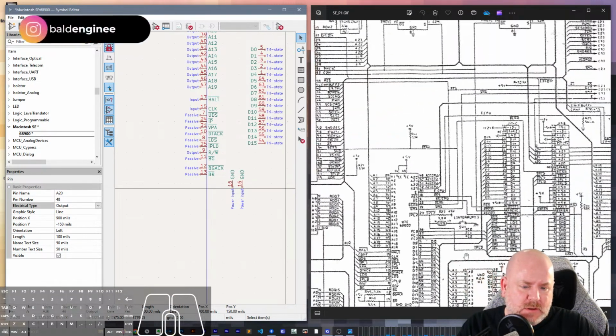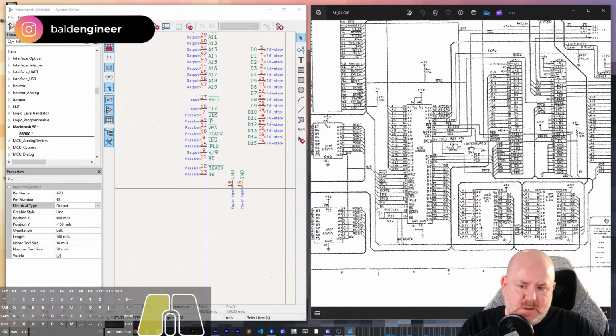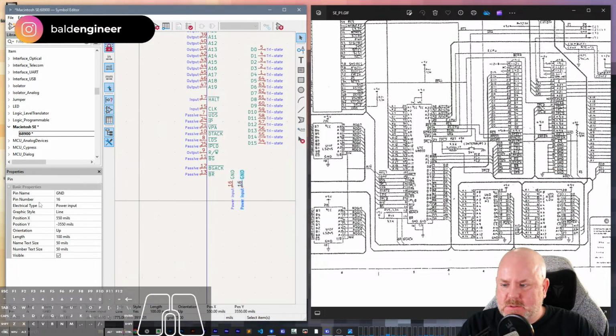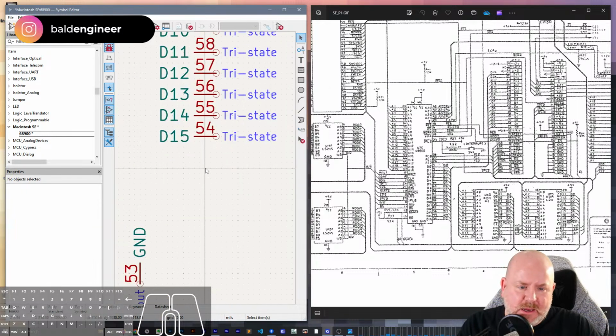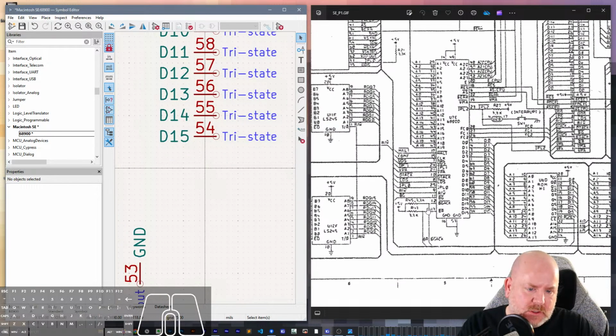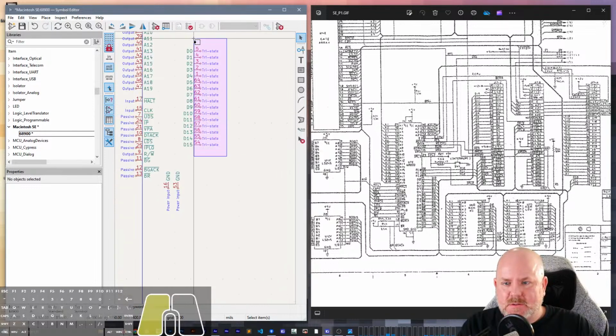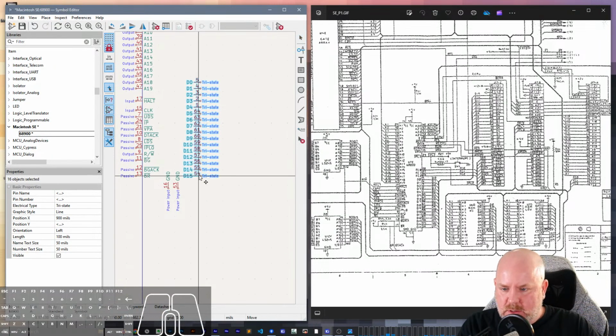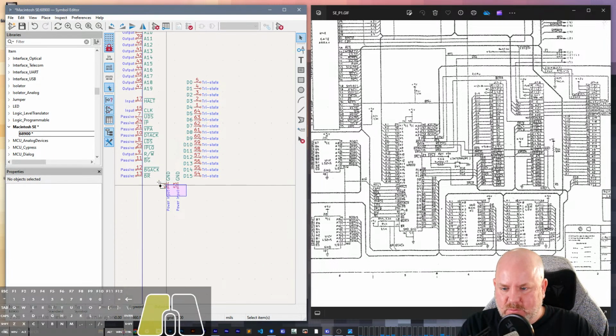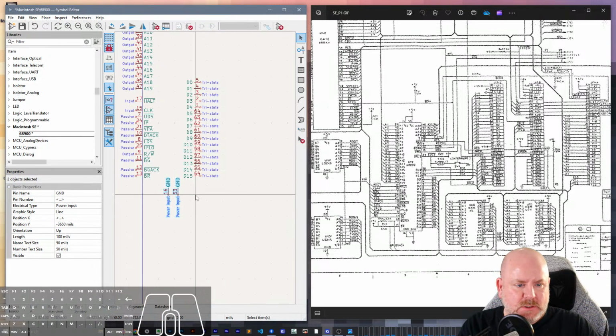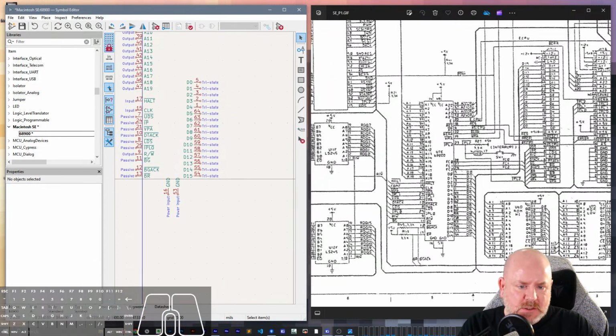Zoom. So I think, yeah, I did forget this one. This should be 53. Okay, so now the data lines are going to come all the way down. We'll put them roughly here, and then we'll bring ground down a little bit more just to make things clean.